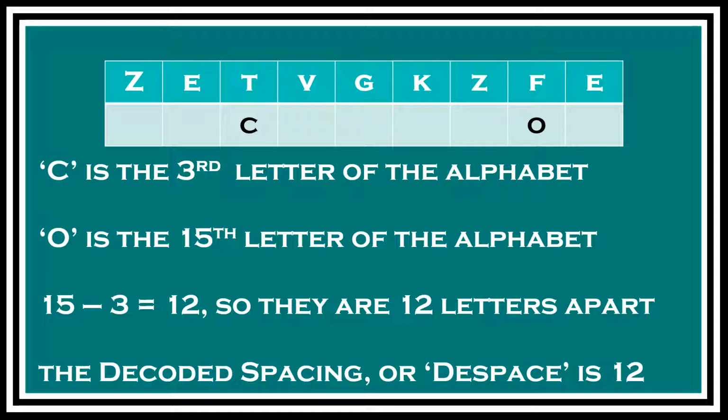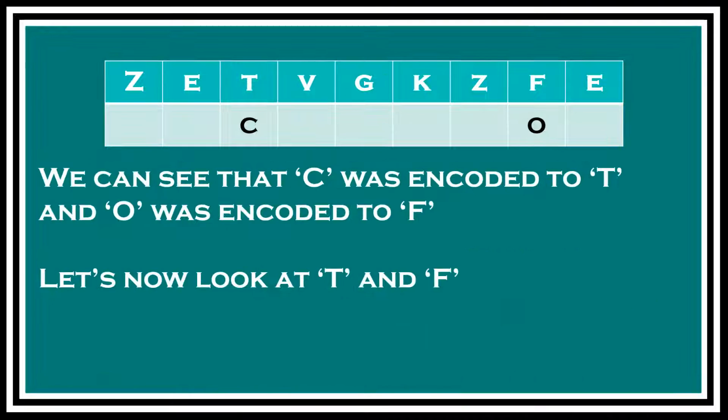The third letter of the message, which also happens to be the third letter of the alphabet, is C, and the other letter that we are given is O, which is the 15th letter of the alphabet. So the two letters that we are given, C and O, are 12 letters apart in the alphabet, and that comes from the decoded message. So therefore the decoded spacing, which we're calling dspace, is 12.